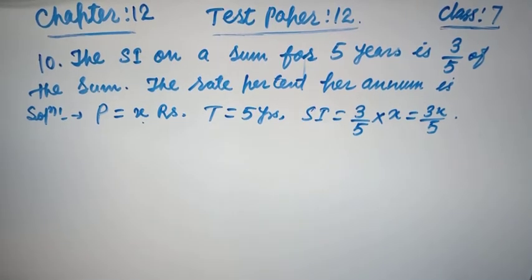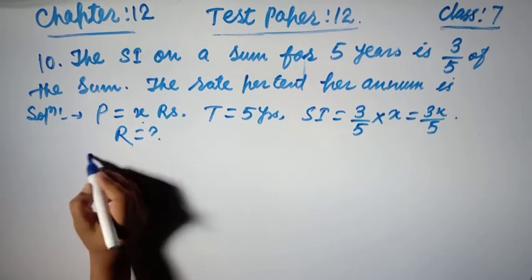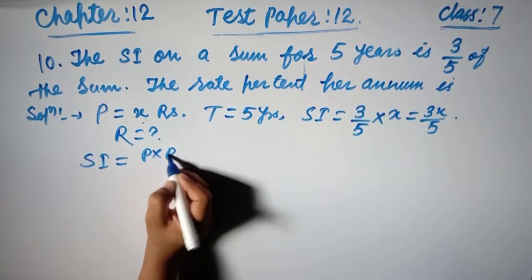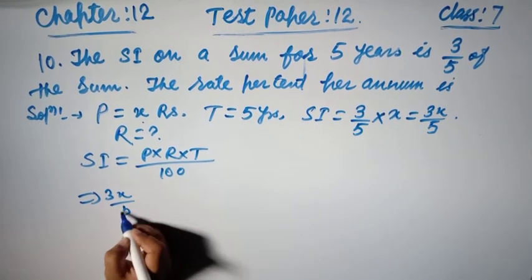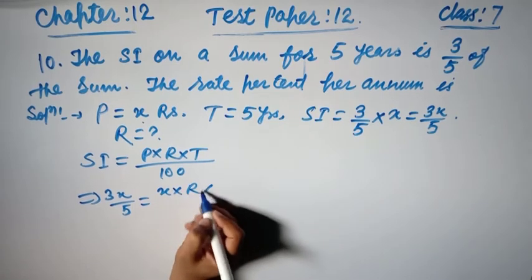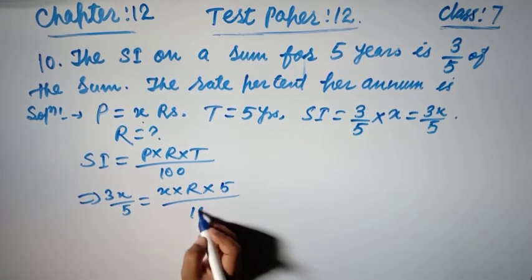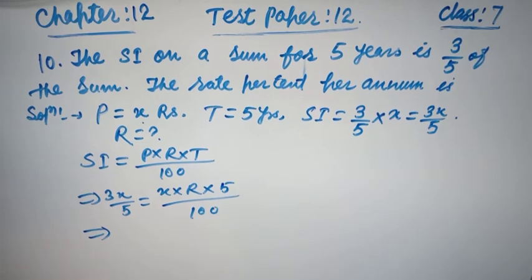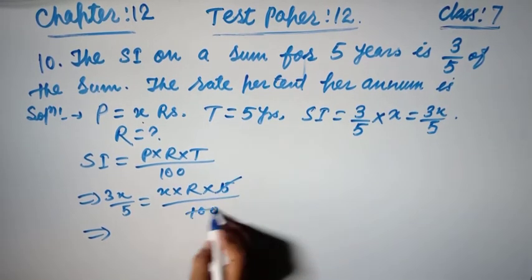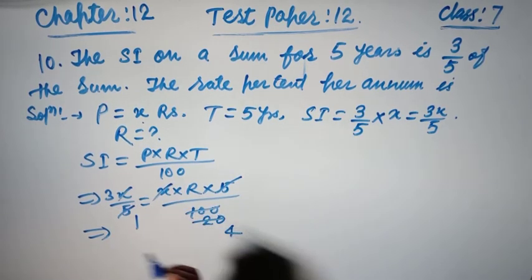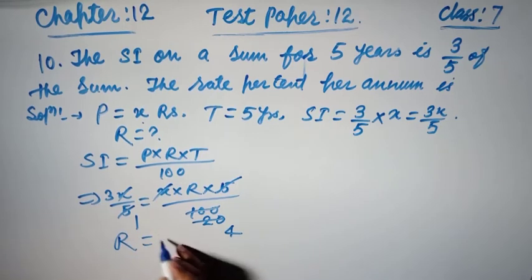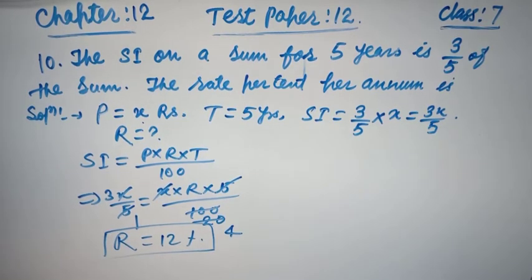Now we have to find the rate percent R. R is equal to what? From the formula SI is equal to P into R into T divided by 100. SI is 3X by 5 is equal to P, that is X, into R as it is, and the time is given 5, so divided by 100. Now friends, 5, 20 times will get cancelled. 5 1 and 5 4. So here X will get cancelled. After cross multiplication, R is equal to 4 into 3 friends, 12%. So this is your final answer. Now match the option number, correct option is 12%. This is once again C is the correct option.